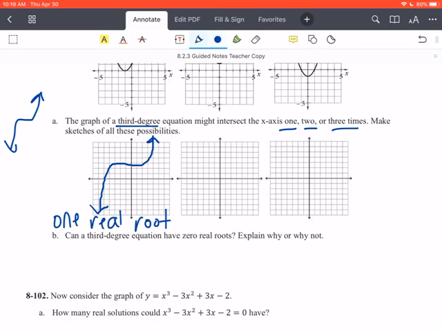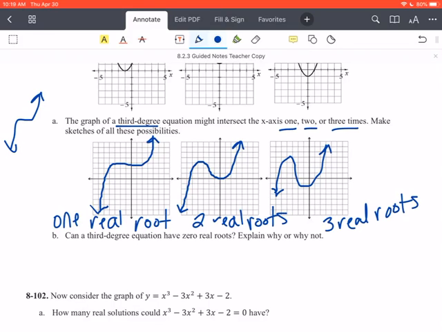Now, if we want 2 real roots, what can we do? Boom, boom, whoops. Can't do that. I just crossed a 3rd time, so let's try that again. What are we going to have to do? We're going to have to just kiss the x-axis. So now we see that we have 2 real roots. And then finally, our 3rd degree, we're going to cross 3 times. So we have 3 real roots.